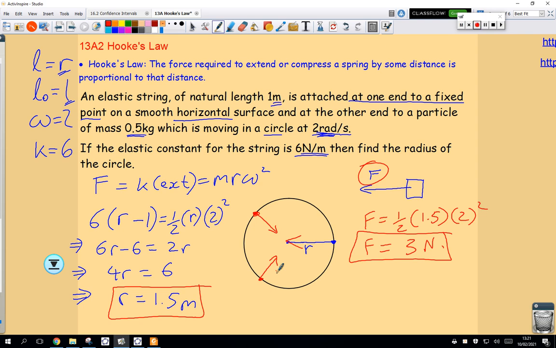The radius of this circle, 1.5 meters. The extension length is the difference between the actual length and the natural length, or minus 1, so 0.5 meter. So the string is extended 0.5 meter, centripetal force 3 newtons, radius of the circle 1.5 meters. Okay? Hooke's law combined with circular motion. You've got to know it all. Practice, practice.